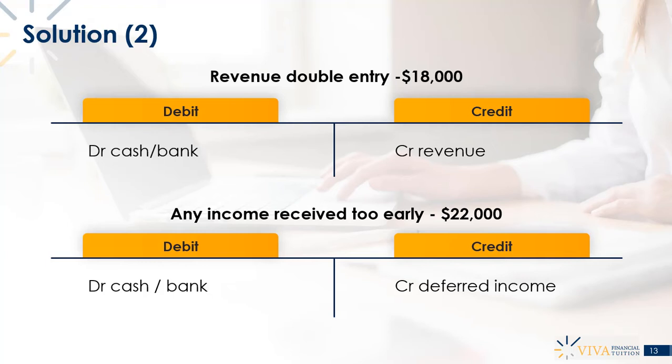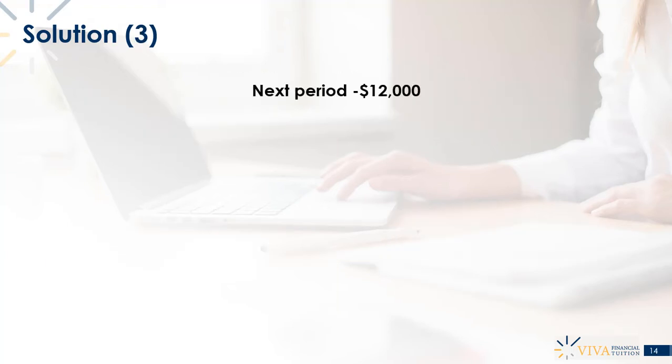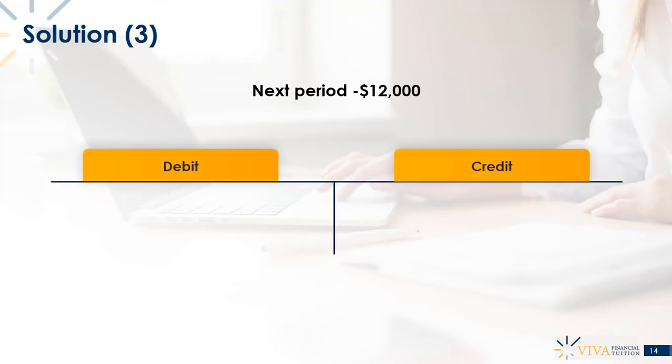In the next period, $12,000 worth of revenue needs to be recorded because it's service income and it's $1,000 a month, isn't it? 24,000 for 2 years overall. So we're not going to receive any more cash. All we do is we take the 12,000 out of deferred income. So there won't be 12,000 in there anymore.